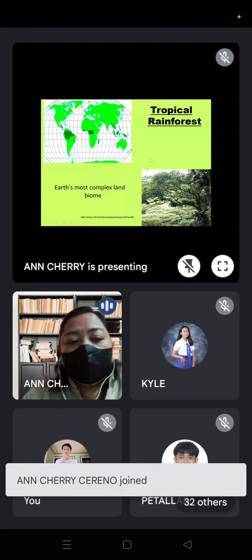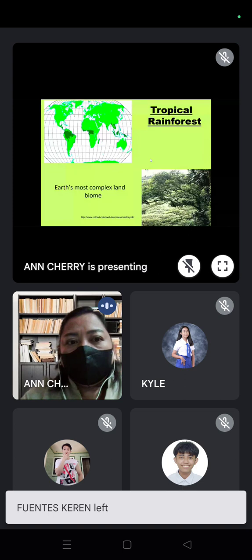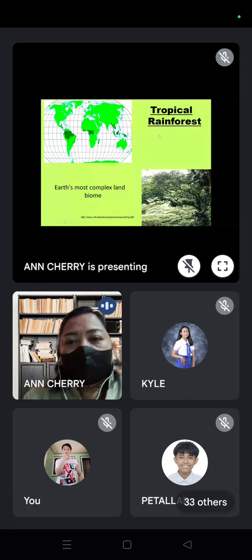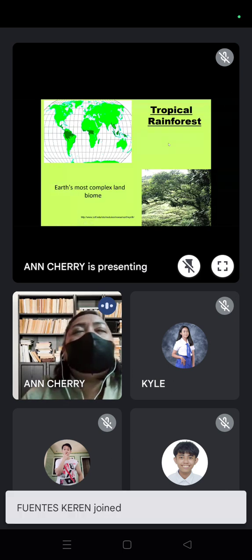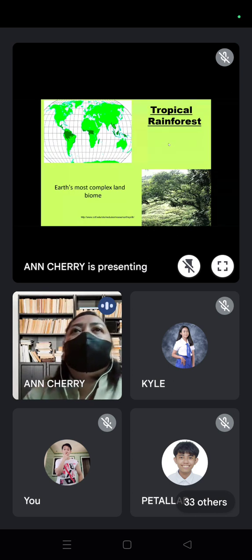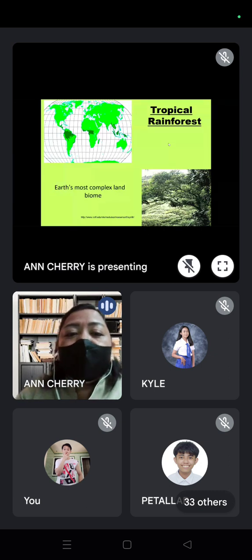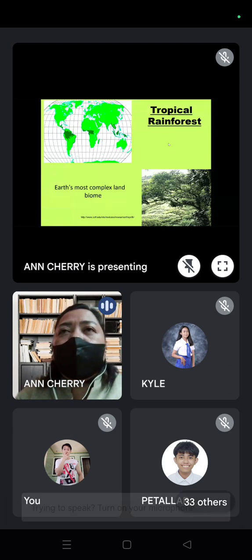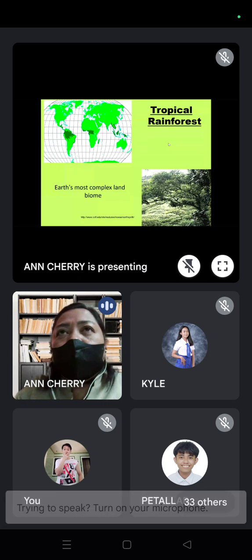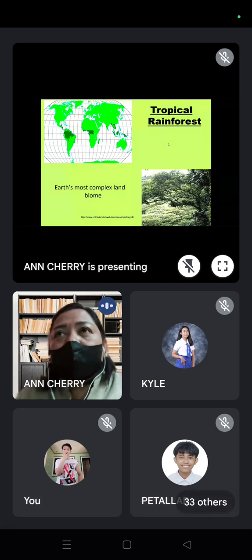Okay, so the first biome that we're going to discuss, no, are the tropical rain forest. No? So, example of countries na merong tropical rainforest, we have the Brazil. No? Brazil has the Amazon jungle. It is a tropical rainforest. The Philippines, meron tayo Mount Apo and Mount Hamiguitan Range, found in the Davao region. Then in Luzon, we also have the Sierra Madre. No? So that is also a tropical rainforest.